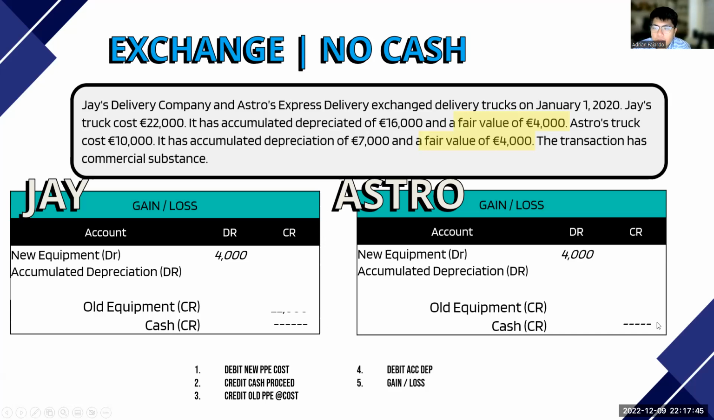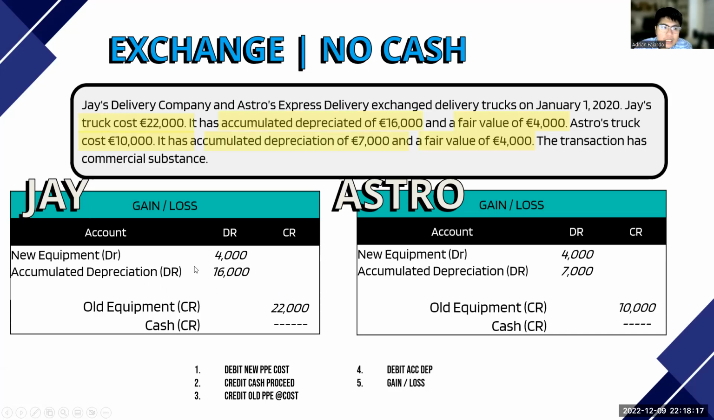Step 2, credit the cash proceed. Well, walang cash proceed, so 0. Step 3, credit the old PPE cost. Ano yung old PPE kay J? 22,000. Ano yung old PPE kay Astro? 10,000. Debit act debt, yung 4th step. Ano yung act debt nung 22,000 na truck ni J? 16,000. Ano yung act debt nung truck ni Astro? 7,000. So in their two journal entries, may butas.